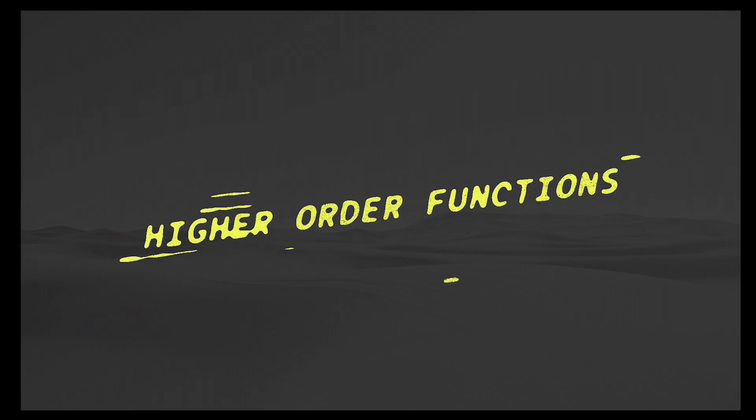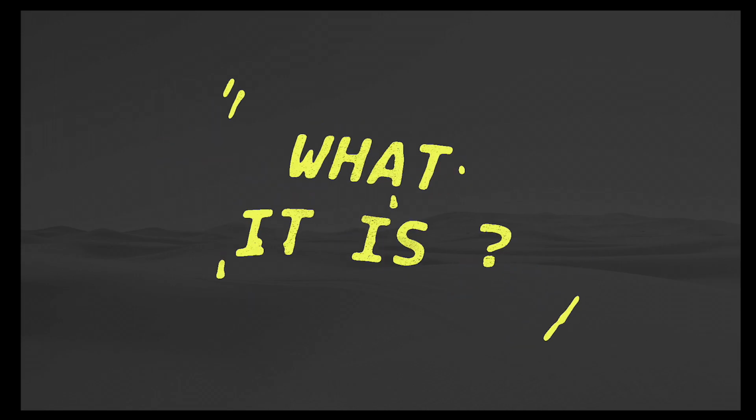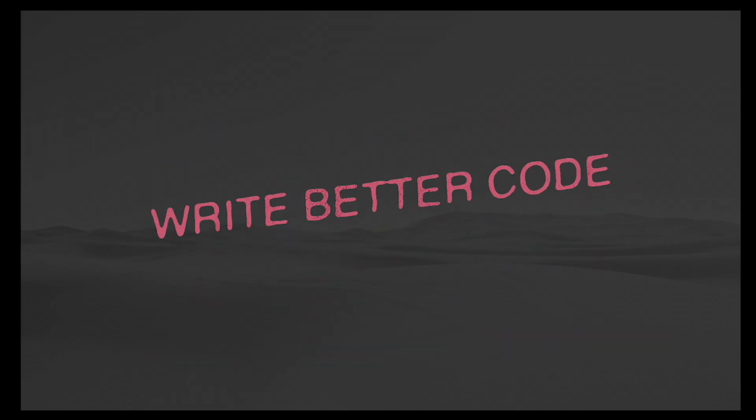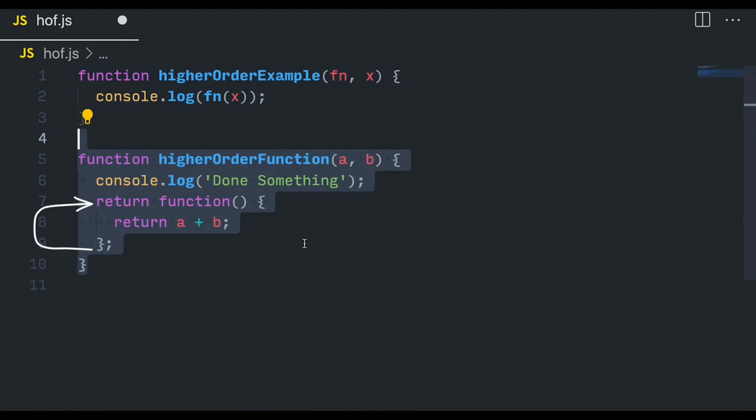In this video, we're going to talk about higher order functions. We're going to learn what it is, how it works, and how you can use it to write better code. So what is a higher order function? Well, it's a function where you can pass another function as an argument or return a function from that initial function. Let's take a look at a couple examples.